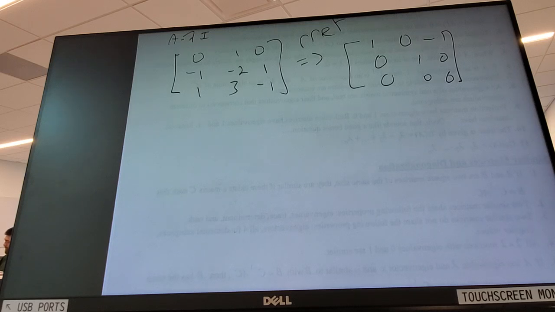Does everybody know how to do row reduced echelon form in your calculator? I know we haven't done a lot this semester because I like to do stuff by hand because I'm crazy. But on the final, I will tell you, feel free to use your calculator to do this because it's just going to be busy work if I make you do that.